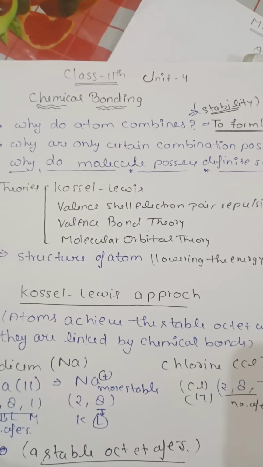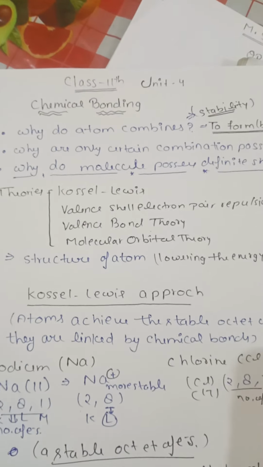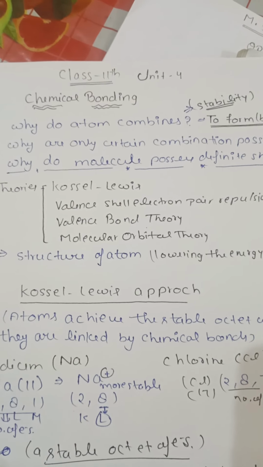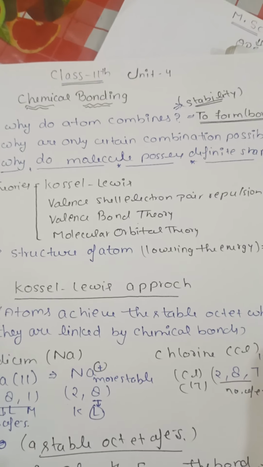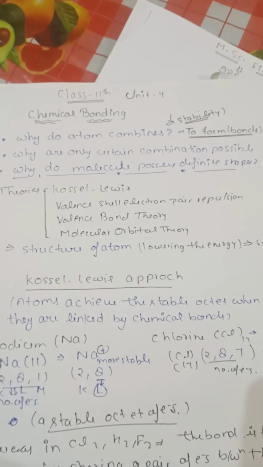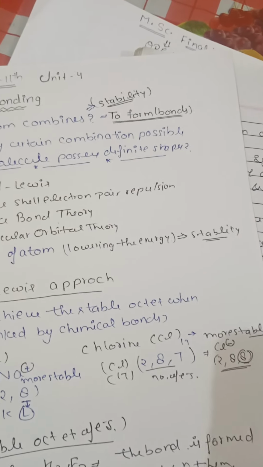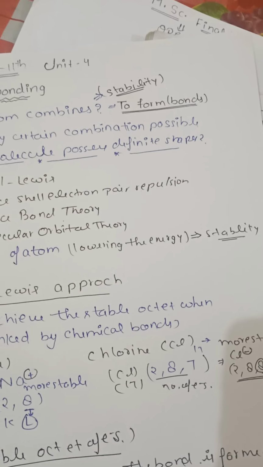So what is the structure of atom? As you know, an atom has a nucleus and the electrons revolve around that nucleus. We know that already. Okay, now we will see how an atom becomes stable. How does it get stability? By lowering its energy.